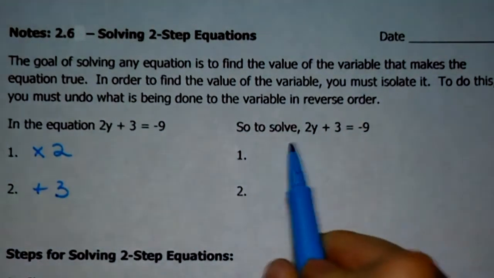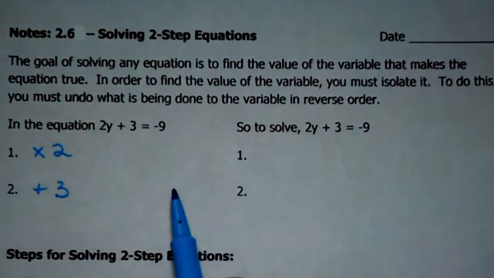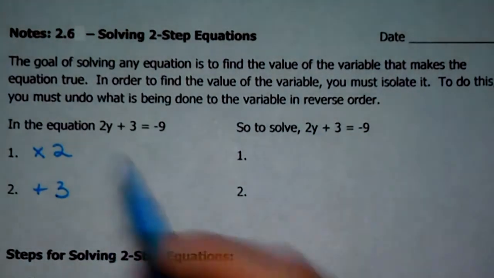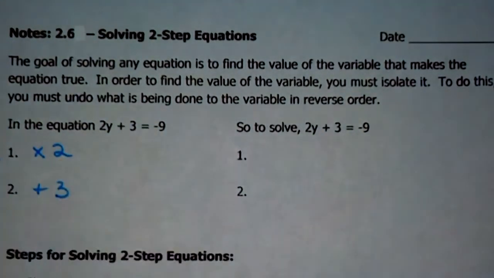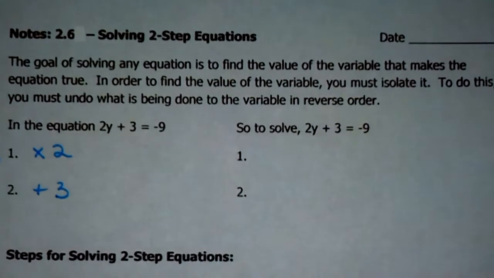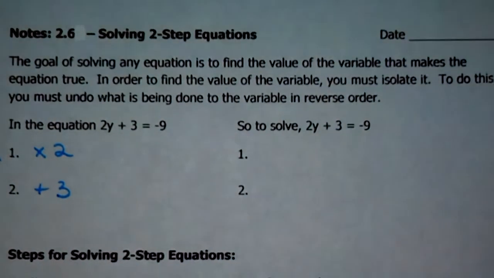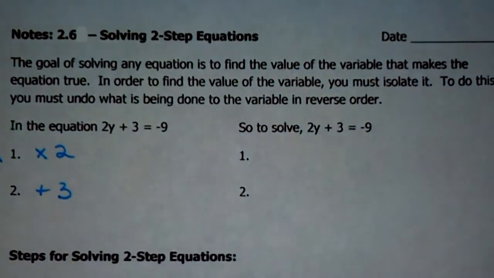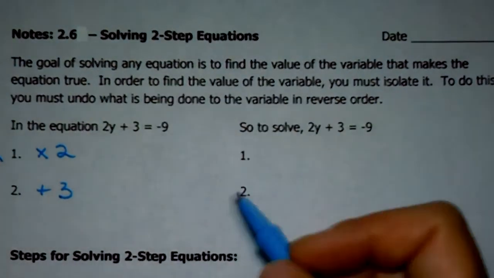So basically, in order to solve that, we want to undo what's being done, but we need to do it in reverse order. And order does matter. We know this about math, right? Order matters. It's just the way it is. It's just like a court of law. Order.